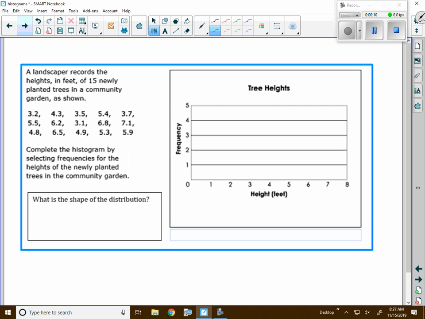How about 2 and 3? We have 2 point something? No. I don't think so. Nope. What about between 3 and 4? We have 1, 2, 3, 4. That's it. So we're going to go right here between 3 to 4. We have a total of 4. So we're going to draw that box. If you want to color, then you can. It doesn't matter.